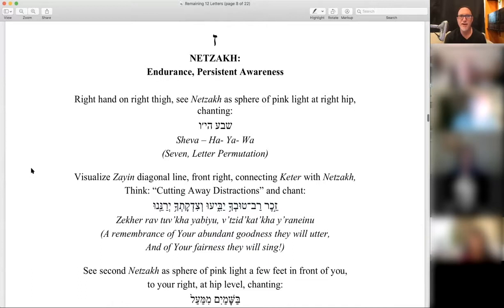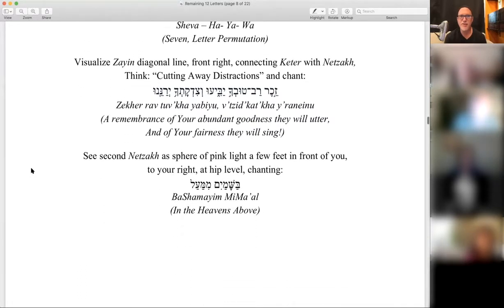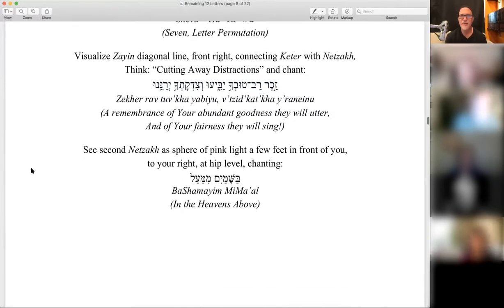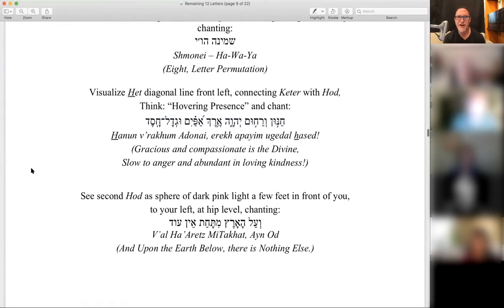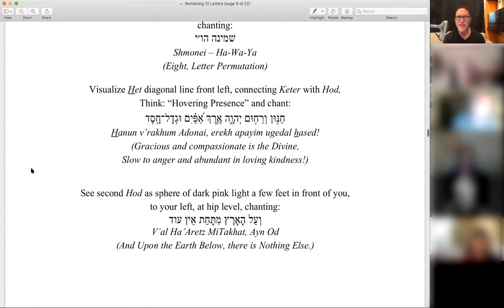Next is Zion, which is another diagonal line, this time starting at Keter above your head and coming down to Netzach, which is in front of you on your right at hip level. That's the Zion line. Next is the Chet line, which is opposite the Zion line, also beginning at Keter, above your head, and connecting down to Hod, which is front left hip level.